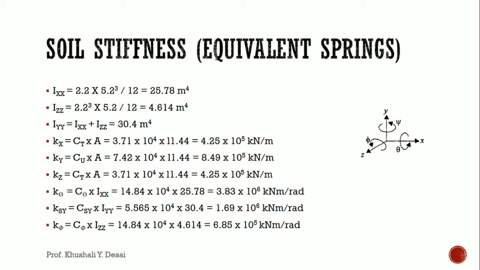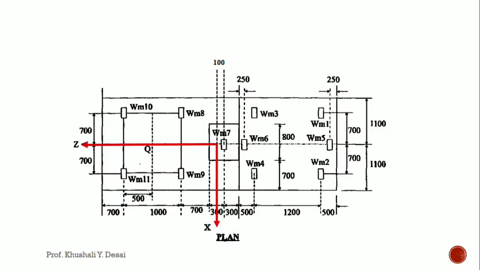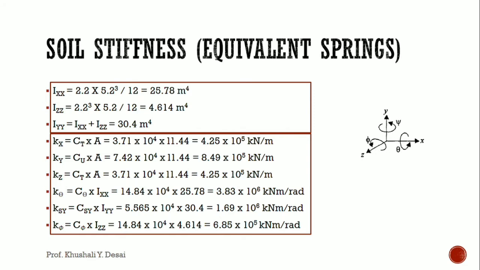Next comes the soil stiffness or equivalent springs. For that, the first three values are nothing but the moment of inertia, and because it is rectangular in shape, we'll simply say it is BD cube by 12. So for Ixx, it should be parallel into perpendicular cube by 12. Similarly for Izz and Iyy. Iyy is the polar moment of inertia, simply the addition of x and z. For x, in the x direction, the parallel is 2.2, perpendicular is 5.2 cube by 12. Similarly for z and y.